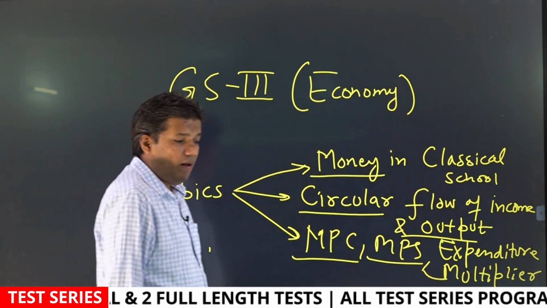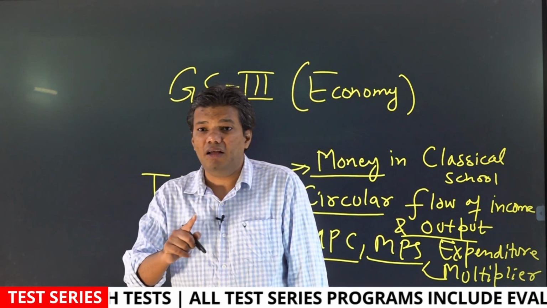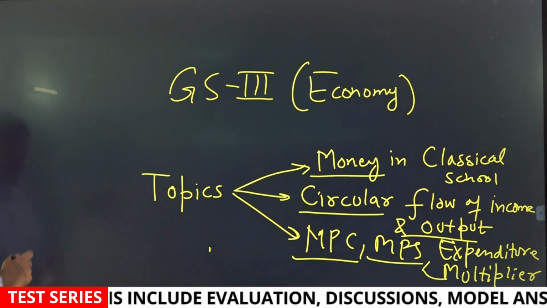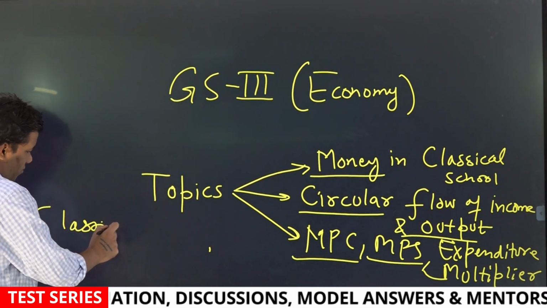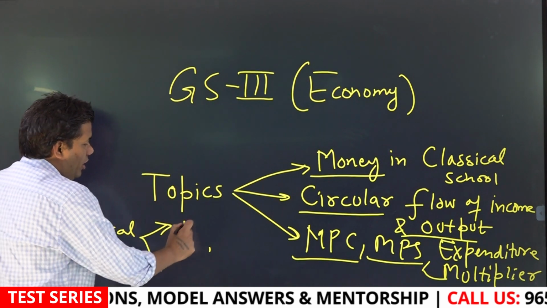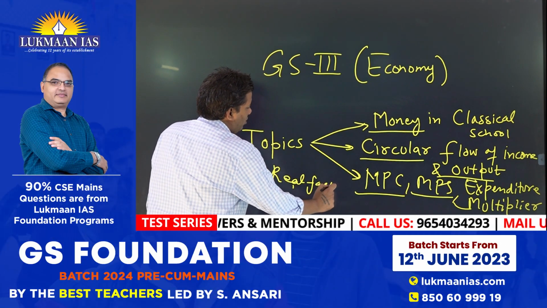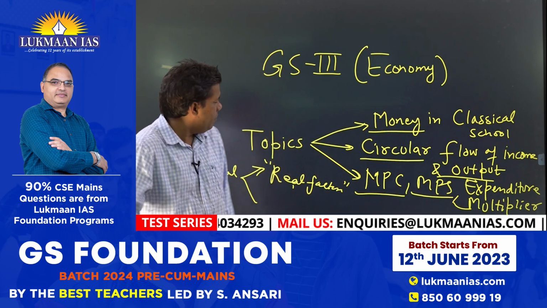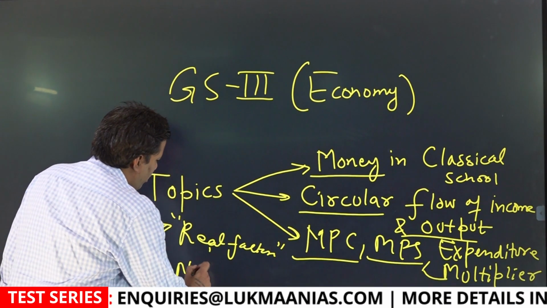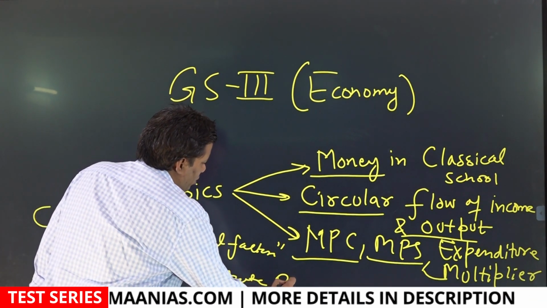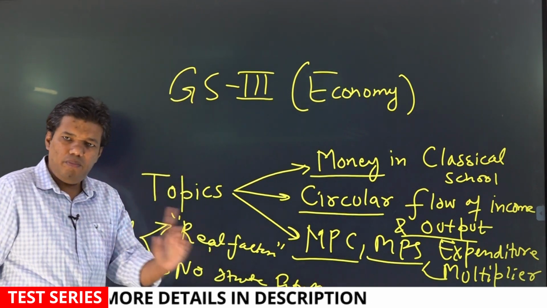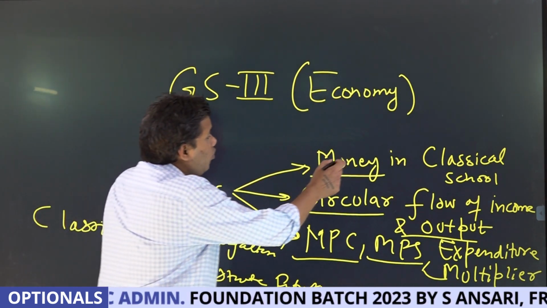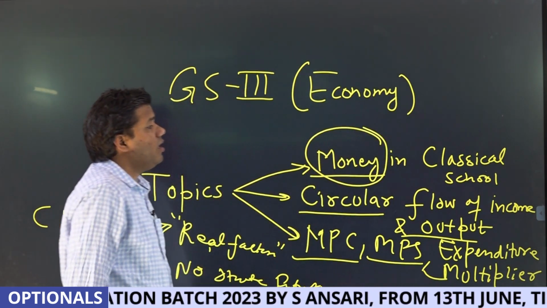If you recall, in the mercantilist school, money plays a role. But in the classical school, what were the two tenets? The classical school said that growth is based on real factors, and real factors are the production of goods and services, like building factories. And second, no state intervention. Intervention of the state was kind of prohibited in the classical school. So now comes the point: what is the role of money and monetary policy in the classical school?